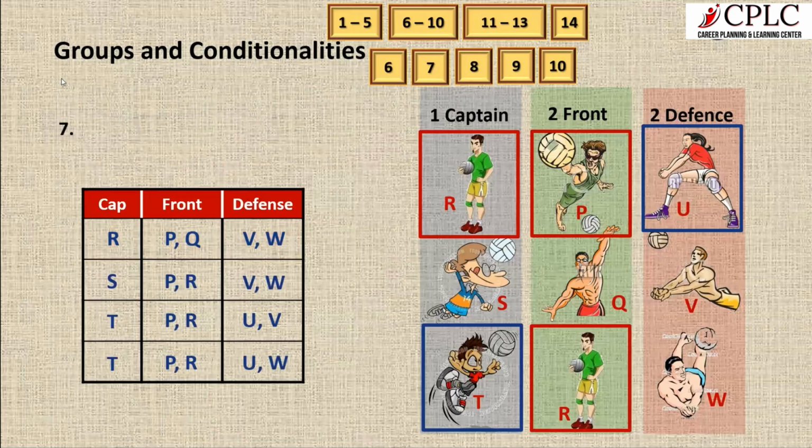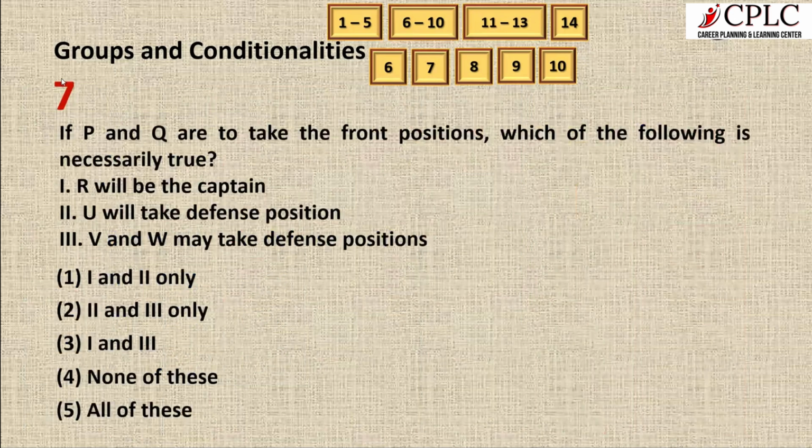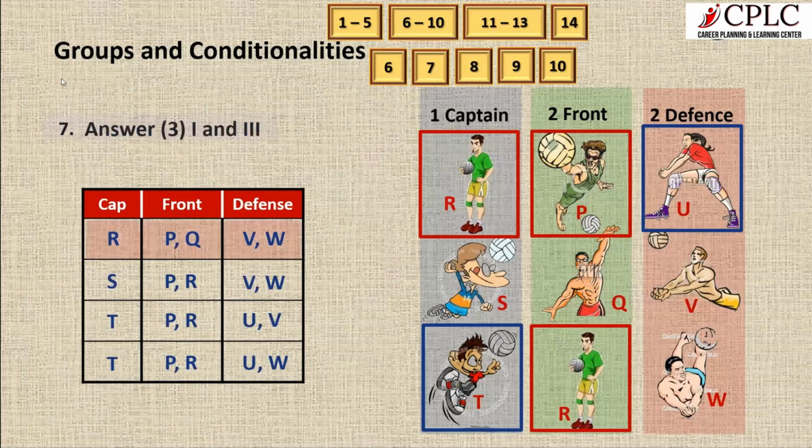Further, R will also be the captain, that is also following. Hence, if P and Q take front position, R will be the captain, and V and W may take defense position. Hence, we only have to refer to the first possibility. According to the first possibility, we can say that option 3, conditions 1 and 2 are satisfied.